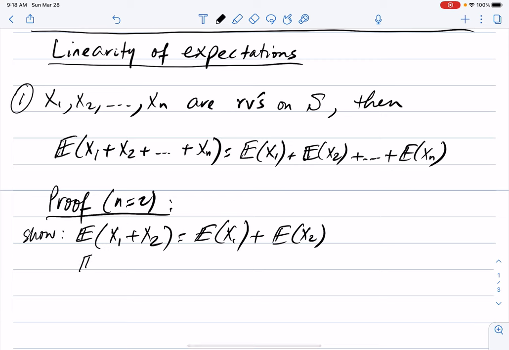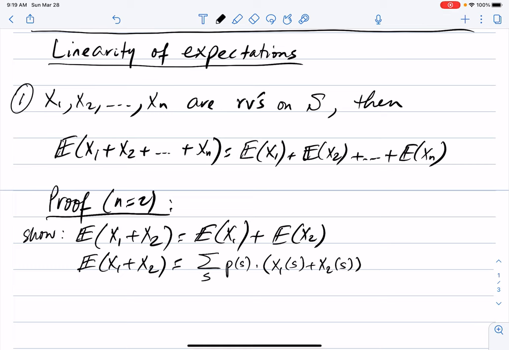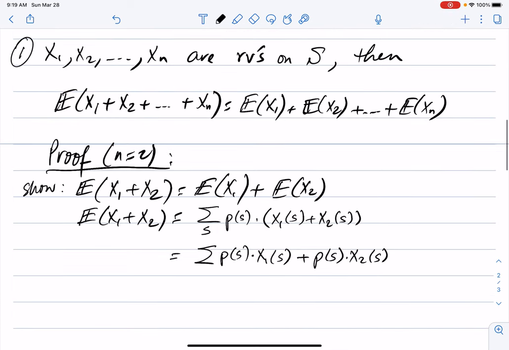So what is the expected value of X1 plus X2? Well, based on, for example, the first definition, it is the sum over all outcomes S in the sample space of P of S times (X1 of S plus X2 of S), right? And this basically is the sum over S of P of S times X1 of S plus P of S times X2 of S.